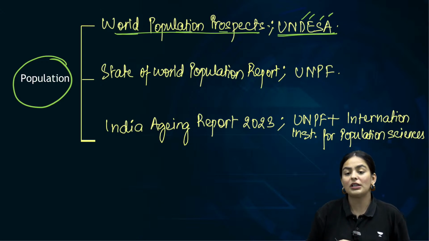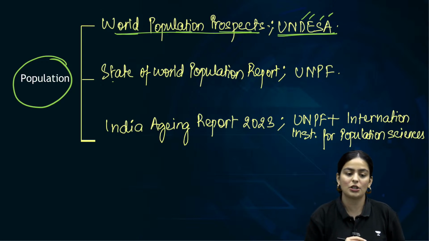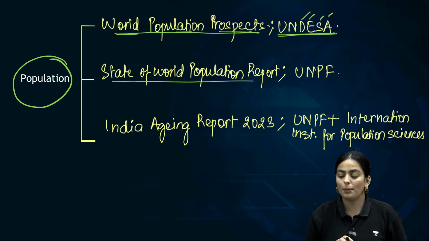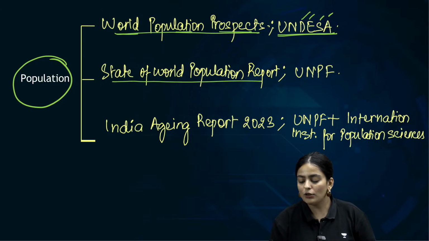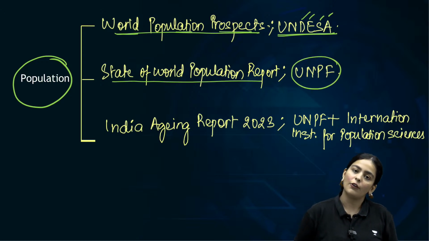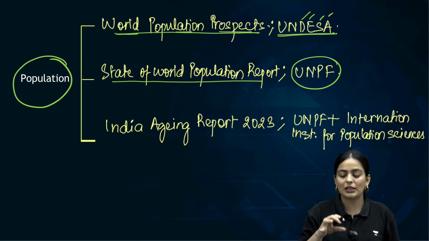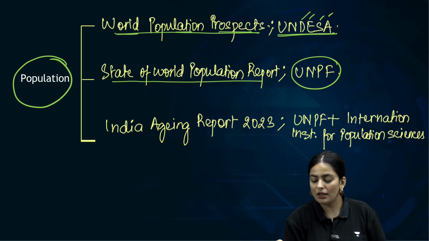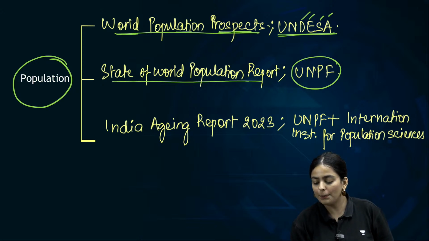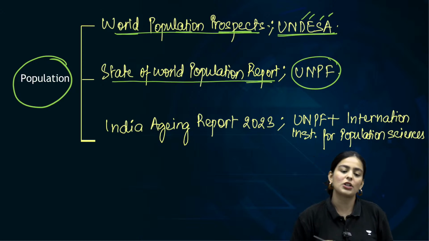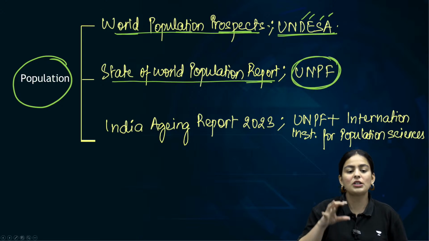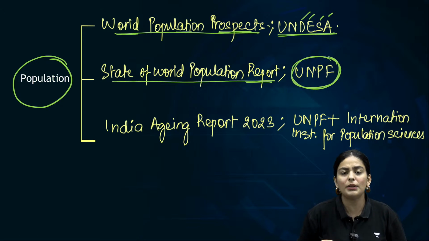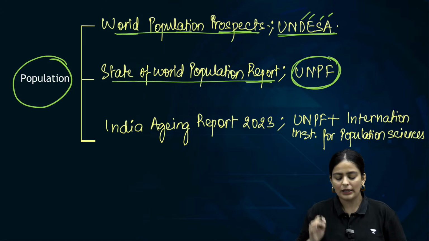The second report is different when it comes to population. It is the State of World Population Report, which is by the United Nations Population Fund. So please make a distinction. When it says prospects, then it is UNDESA. When it says a simple report, it is UN Population Fund. Two reports which are similar sounding can cause confusion. That is why it is right here.